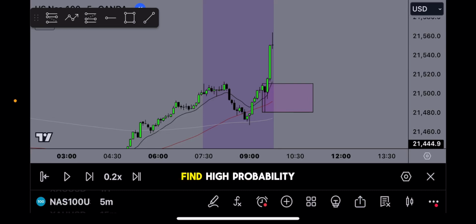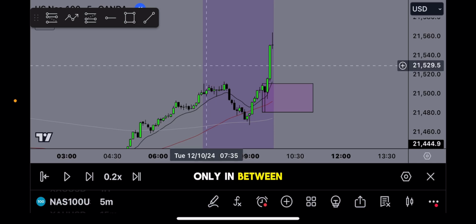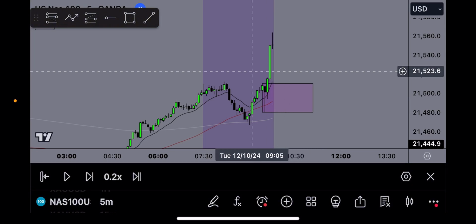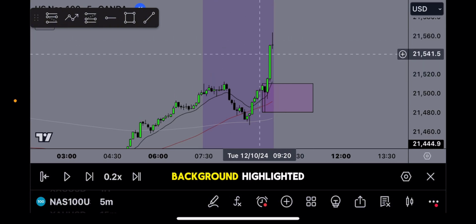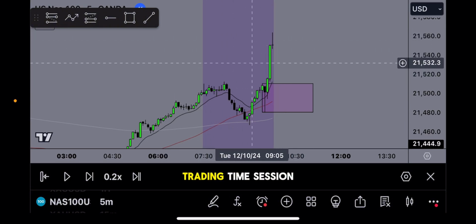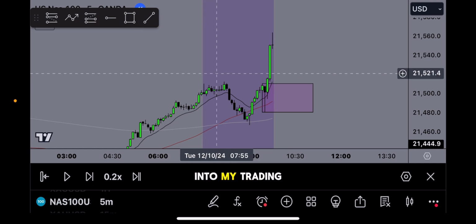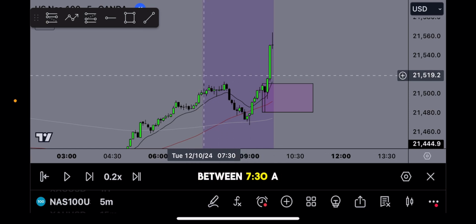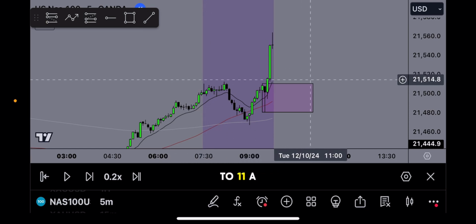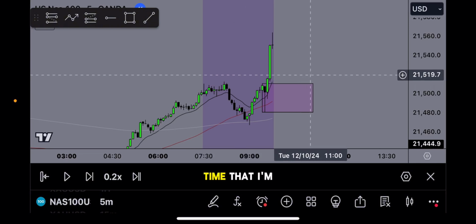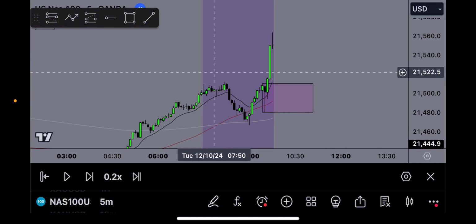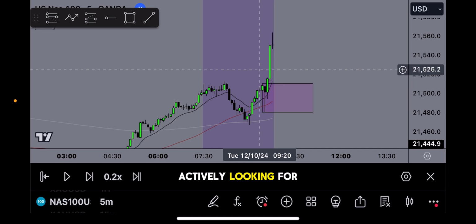Now that you know how to find high probability supply and demand setups, we're going to focus on finding these setups only in between our trade time session. That's why you see the purple background highlighted: it's highlighting my trading time session when price steps into my trading time session between 7:30 a.m. to 11 a.m. That's the only time that I'm in the markets actively looking for a supply and demand setup.